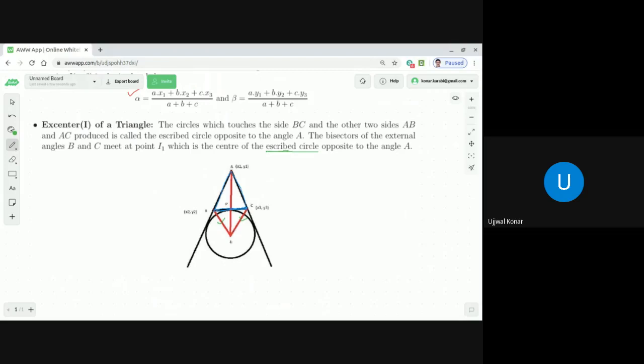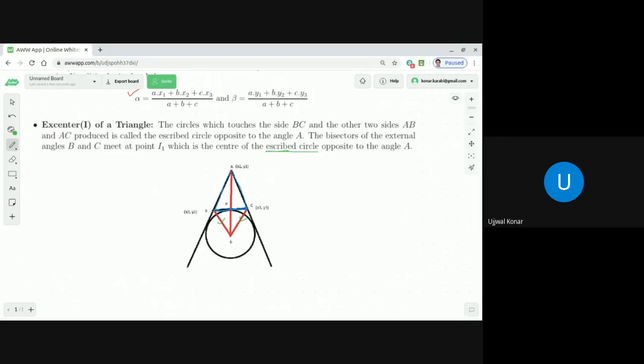First, you construct a triangle ABC, and ABC is the triangle of our prime concern, because with respect to that triangle only we are finding all the centers. So this is the triangle ABC with the vertex A having coordinate x1, y1, vertex B having coordinates x2, y2, and vertex C having coordinates x3, y3.